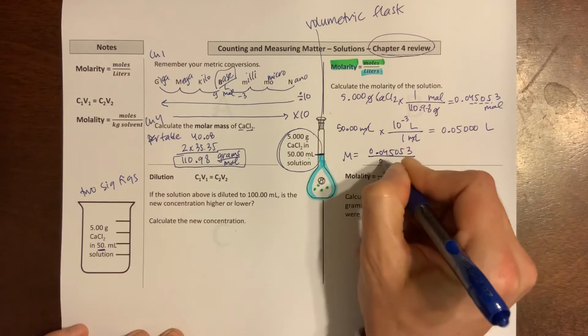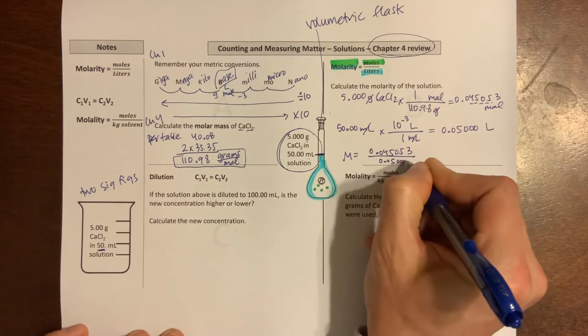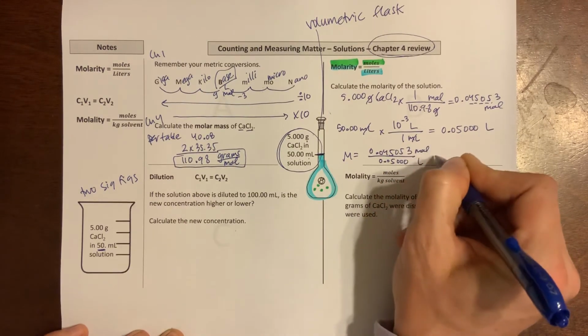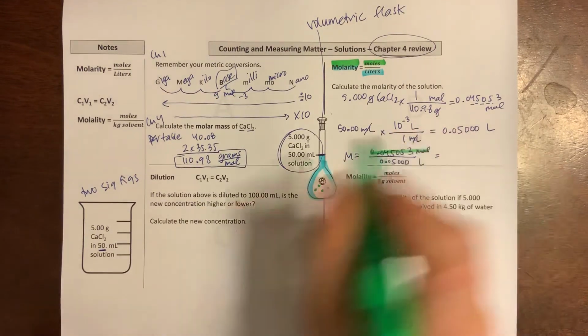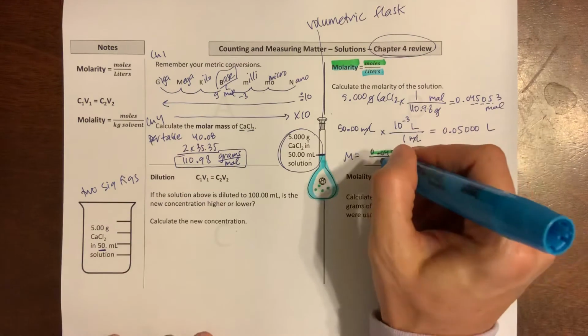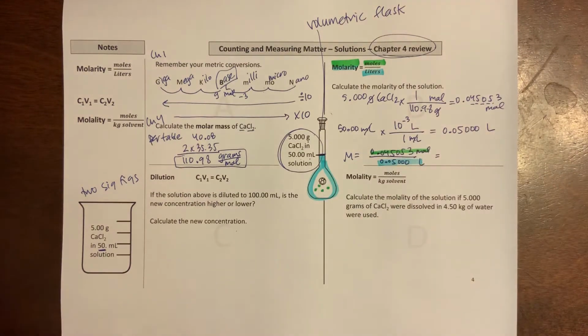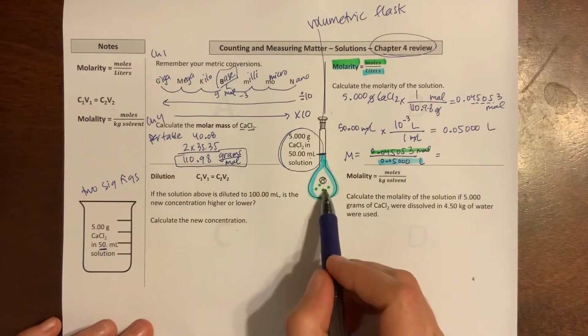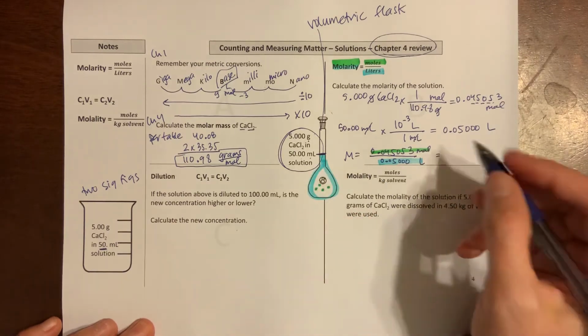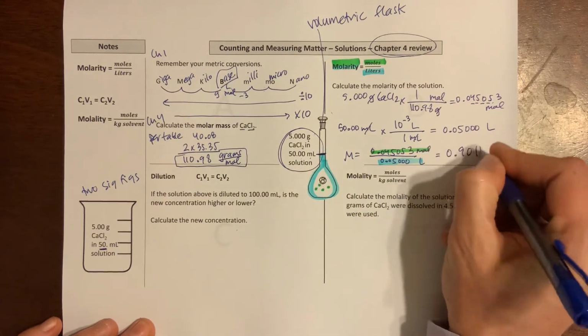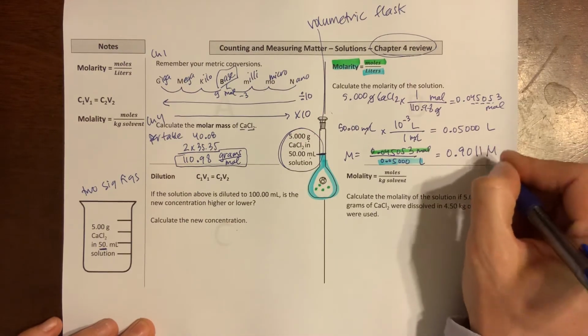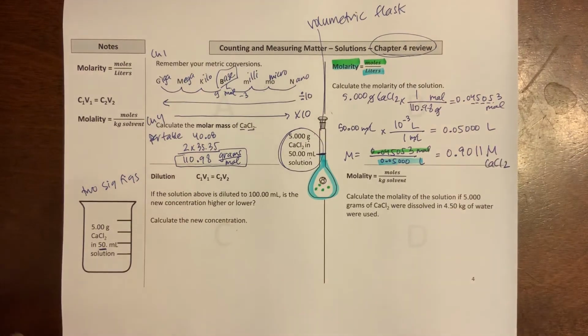0.045053 divided by 0.05000, moles over liters. And if you can keep in perspective what we're doing here, this is my moles of solute. This is my liters of solution. So the green is solute and then the blue is volume. And I want to have 4 sig figs at the end here. So 0.9011 molarity. And I always want to say what the solute was.